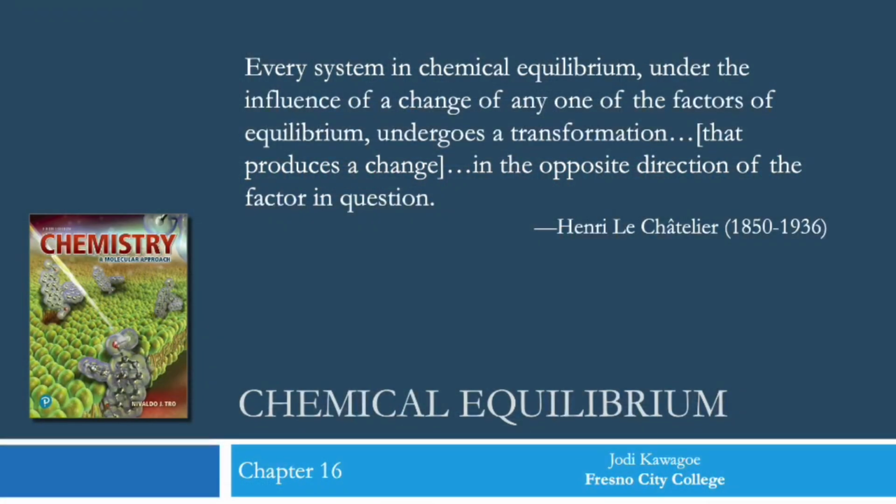Chapter 16, Chemical Equilibrium. "Every system in chemical equilibrium under the influence of a change of any one of the factors of equilibrium undergoes a transformation that produces a change in the opposite direction of the factor in question." That's a quote from Henri Le Chatelier, who is the person that Le Chatelier's principle is named after. And he lived a long time ago.